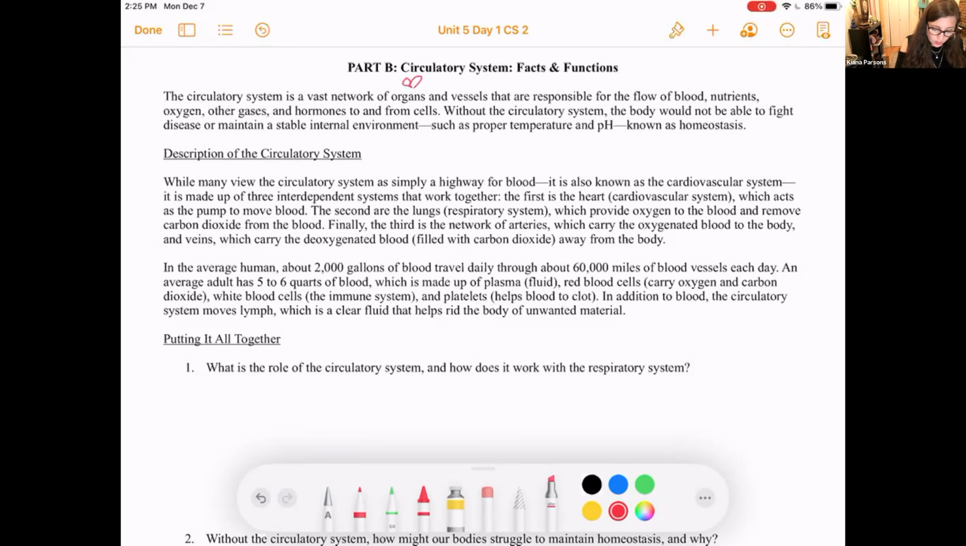So we know the organ in our circulatory system is our heart, and our body is able to perform all of these functions and maintain homeostasis because of the function of our circulatory system, transporting needed nutrients and oxygen and hormones to our cells and carrying away waste from cells.